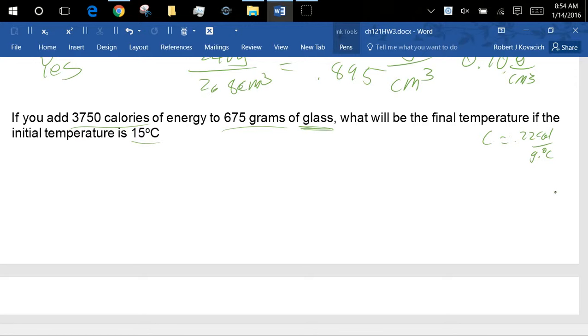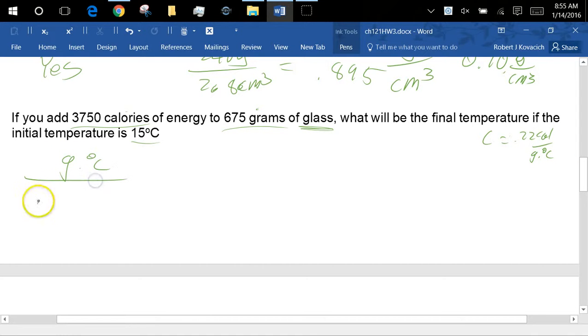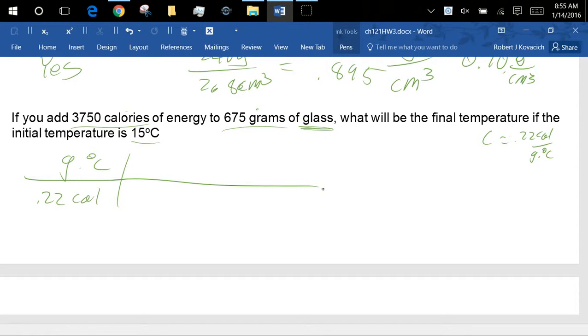Okay. And I know what its initial temperature is. So what I'm going to do in this calculation is determine how much the temperature has gone up because I added 3,750 calories into it. So I've got grams, I've got calories, and I've got this unit here. So I'm going to put grams times degrees C divided by 0.22 calories. Why did I do that? Because I need degrees C in the numerator, so my answer has units of degrees C.